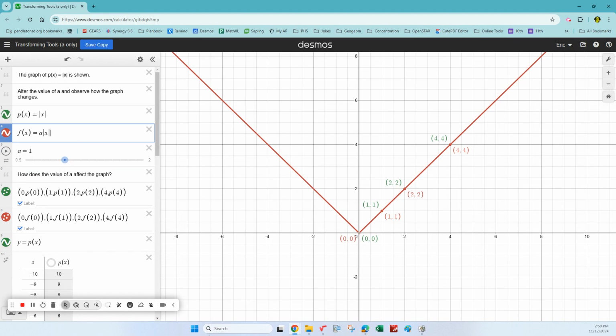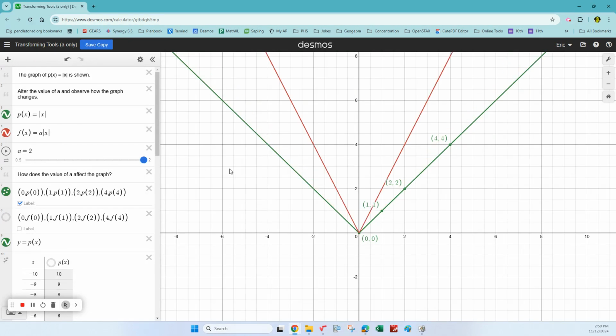Okay? Well, first of all, let's just see what happens if I make it 2. What did it do? Okay, so you could probably describe what just happened in 2 ways. It sort of looks like I squeezed it in from the sides, so I horizontally compressed it, or I vertically stretched it. But those are both not accurate. Only one of those is actually what happened.